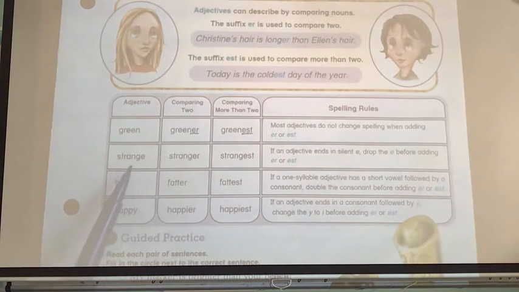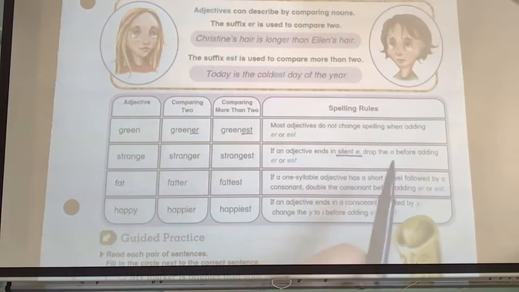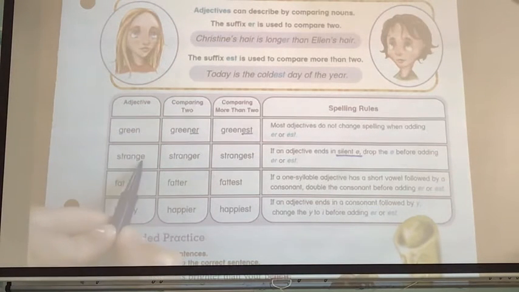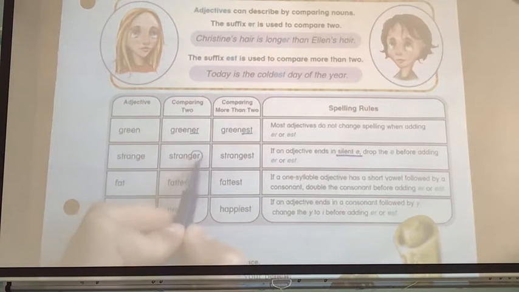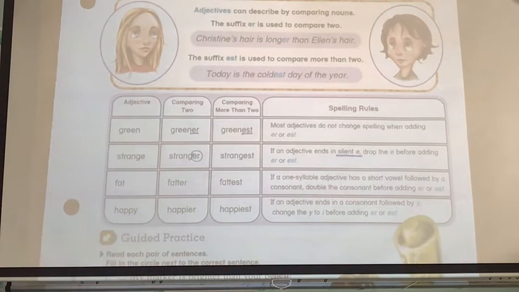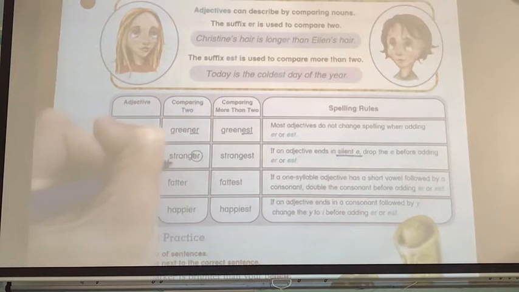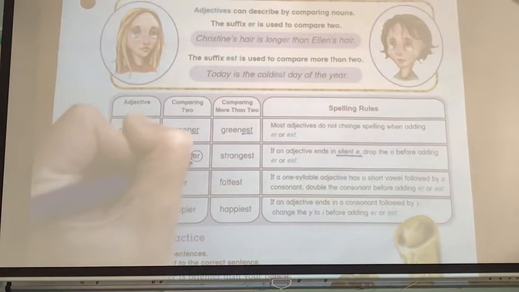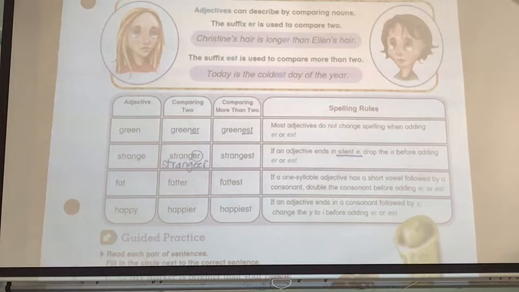The next one they have for us is strange. Now, I'm going to jump to the spelling rules. It says if an adjective ends in silent E, drop the E before adding ER or EST. So if you look, when I go from strange and I add ER, I only have one E. And it would look funny if I didn't do that, because if I had a double E in this part of the word, we know that the double E makes a long E sound. So that word would, instead of stranger, be strangier, and that would be pretty funny.